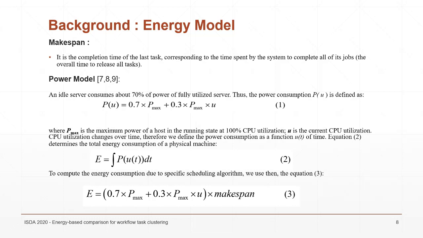Equation 2 presents the total energy consumption of a physical machine. It is expressed as a summation of the power consumption over time. To compute the energy consumption due to a specific scheduling algorithm, we then use Equation 3, which makes use of the makespan as duration.